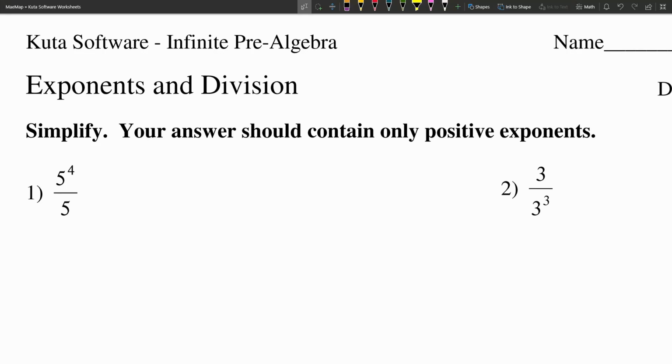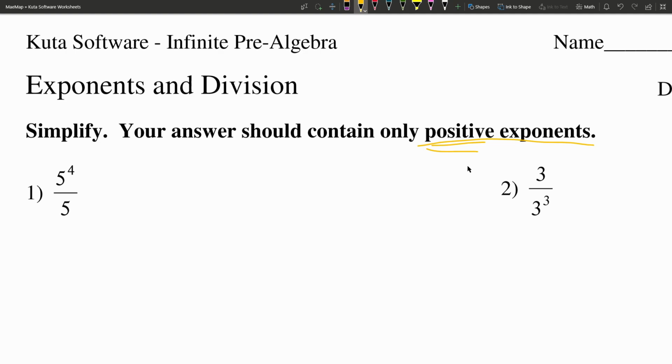In this video, we're going to complete the Kuta Software Infinite Pre-Algebra free worksheet, Exponents and Division. Now, our directions for this worksheet are to simplify, and your answer should contain only positive exponents. So let's remember that our answer needs to be written with positive exponents.